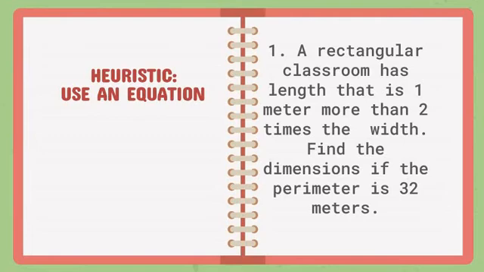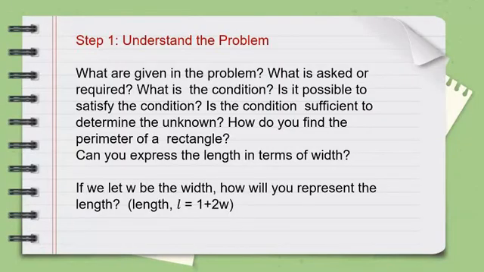a certain formula to formulate the equation. The formula for the perimeter of a square. A square, a rectangle, rather. The perimeter formula of a rectangle will be used for you to be able to make an equation. So we have the previous knowledge. Understand the problem, okay, the same. What I've given in the problem, what is asked or what's required are the conditions.